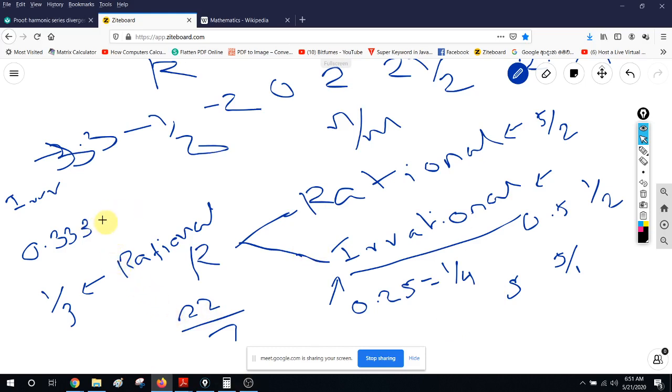Actually 0.33 is also, it will go on forever, right? That is also 1 divided by 3. Therefore, 0.33333 is also not an irrational number. That is also a rational number, because you can write it as 1 divided by 3.